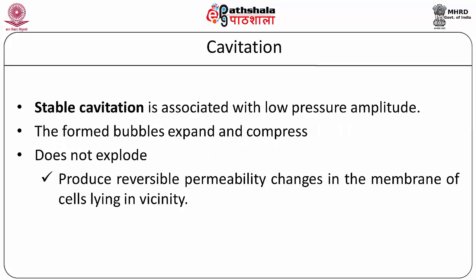Stable cavitation is associated with low pressure amplitude. In this type of cavitation, the formed bubble does not explode, but it expands and compresses under the influence of pressure amplitude variation, and it oscillates to and fro. Stable cavitation can produce reversible permeability changes in the membrane of cells lying in vicinity.